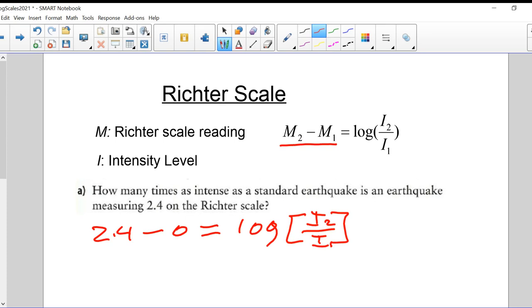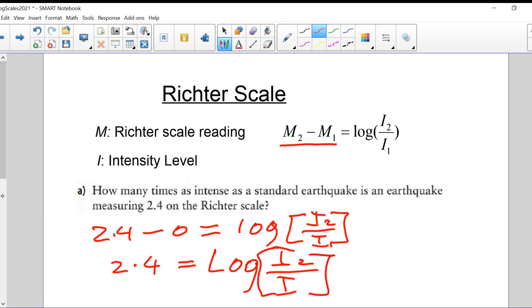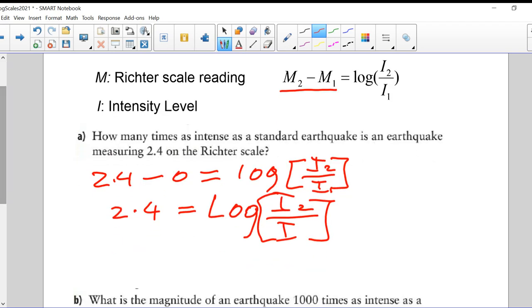What's the next step here? First of all, 2.4 minus 0 is just 2.4, which is equal to the log of I2 over I1. So what do you think, folks? What's the next step in the process? Remember, we're trying to solve for the I2 over I1. So yes, you're right, thank you, Brendan. The I2 over I1 is equal to 10 to the 2.4.